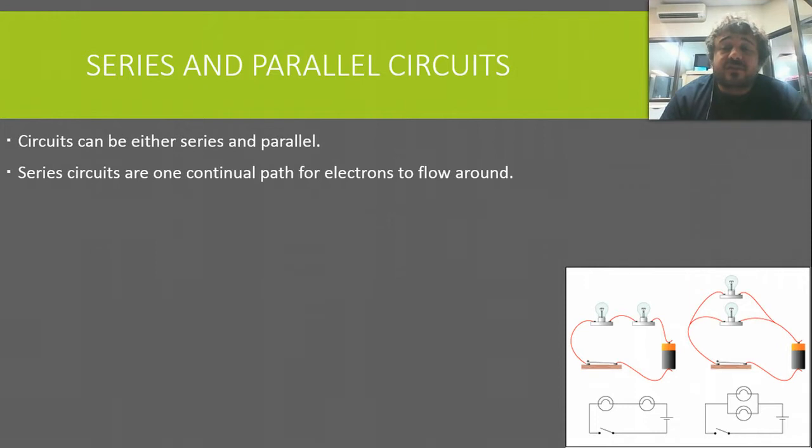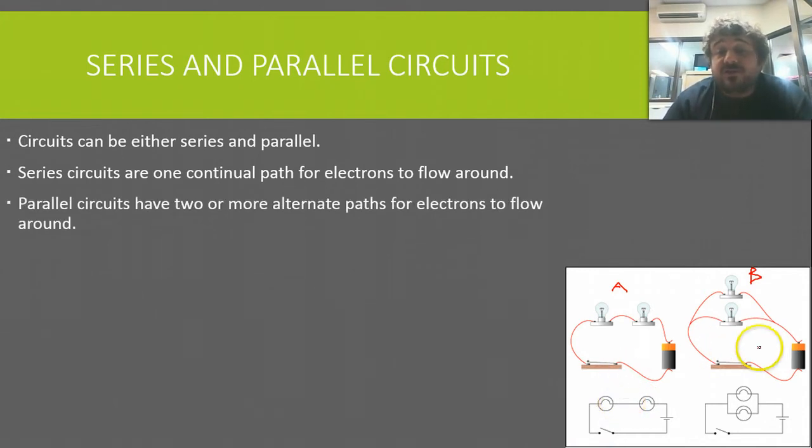Now, series circuits are like this one here, right? So if we label this one with an A and this one here with a B, the series circuit is A and the parallel circuit is B. Now if we have a look, there is one continual path for electrons to flow around. Parallel circuits can have two or more alternative paths. So with this one, it can go around and hit here and it has a choice. It doesn't really have a choice. They go half this way, half that way. So there are separate ways that the electrons can go.